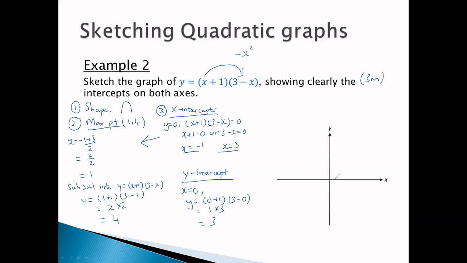So now I'm ready to sketch. I'll put in the x-intercepts, negative 1 and 3. Y-intercept is at 3. And maximum point is in the middle, 1, 4. So already this looks like a maximum curve, right? So I'm going to sketch it in.